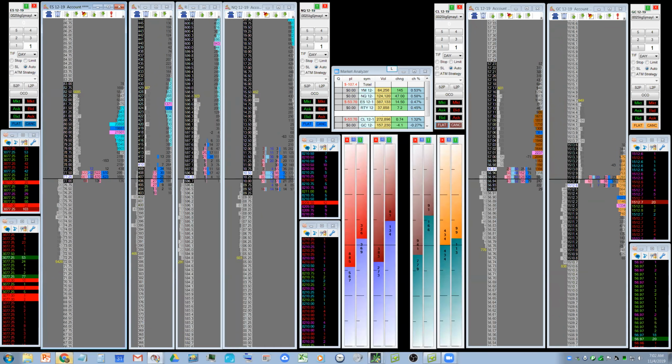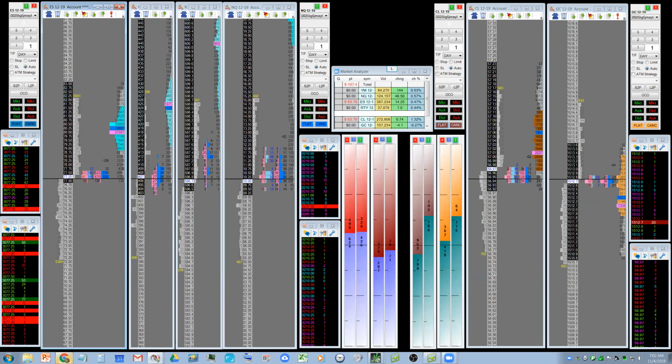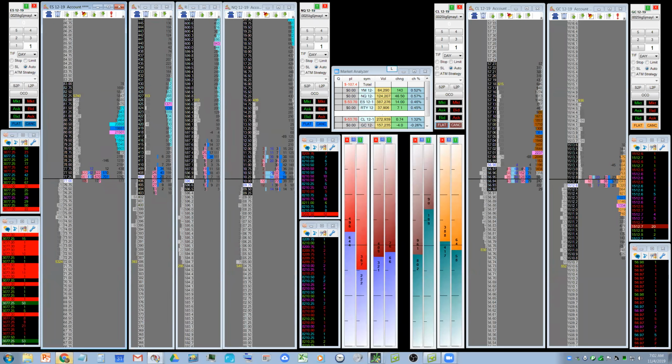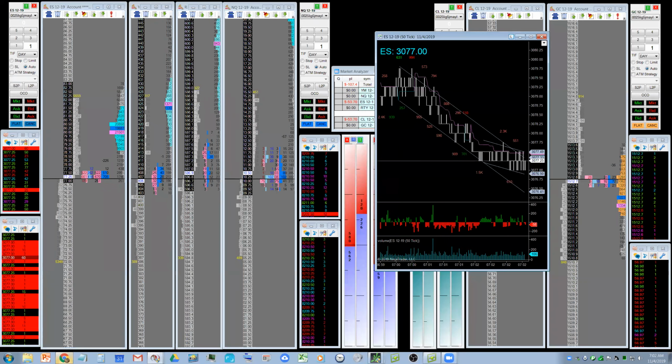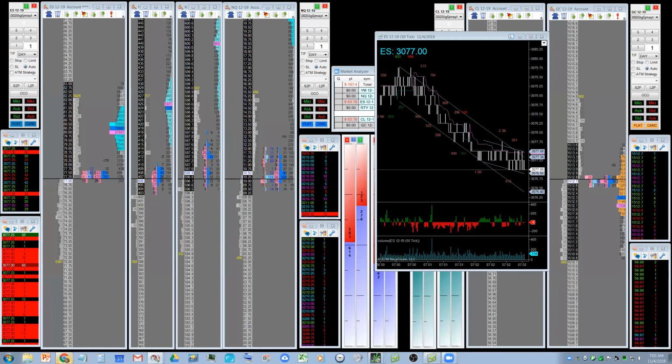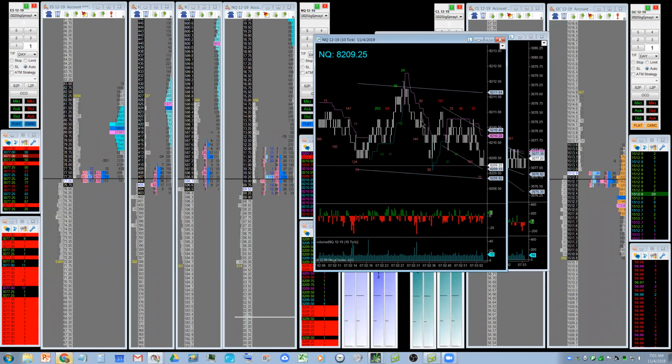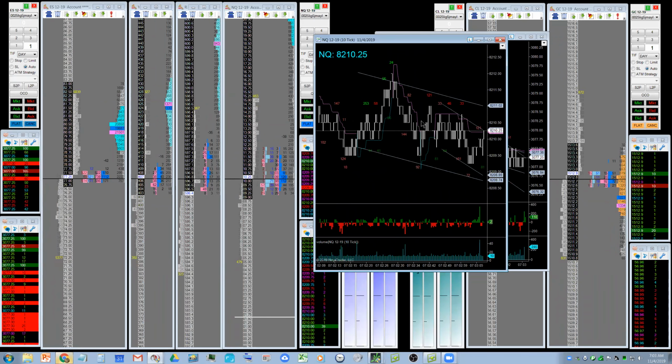Look what's going on over here. Oh, damn it, I lost my mouse. Where are you, mouse? There you are. Okay. Look what's going on here. It's not necessarily a reversal pattern, but it's certainly a slowing down of the downside momentum.